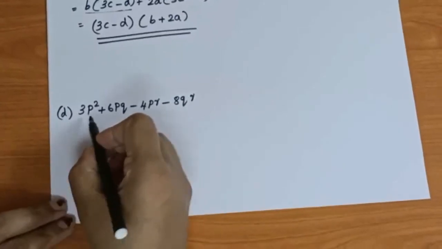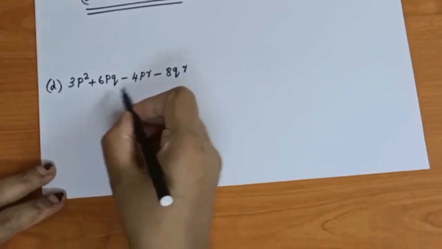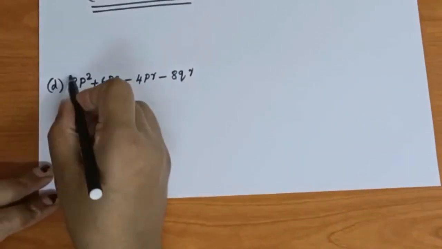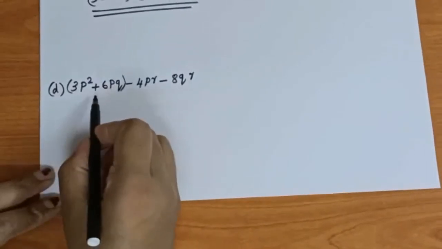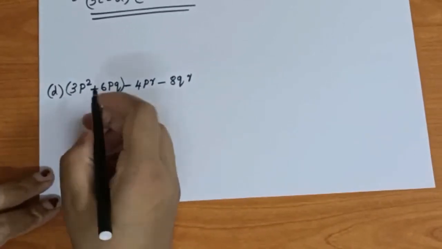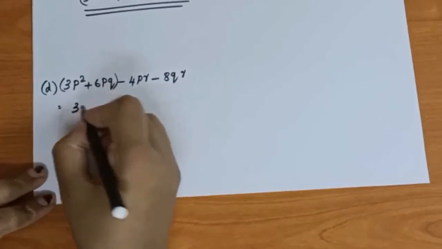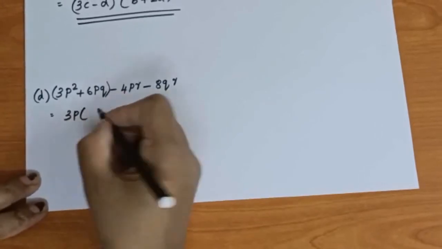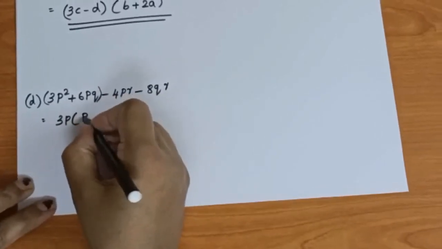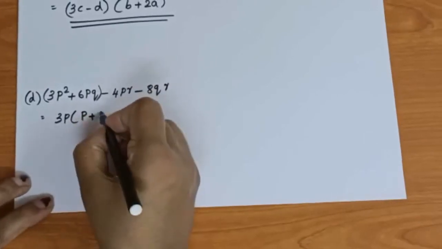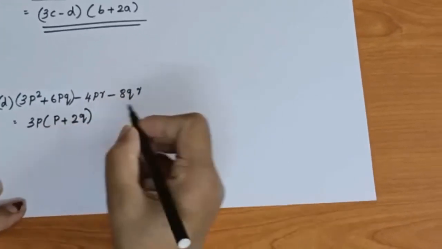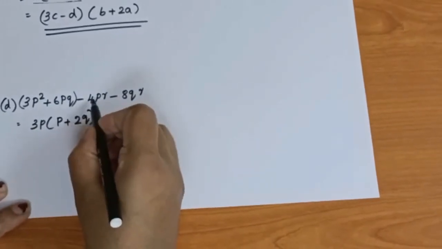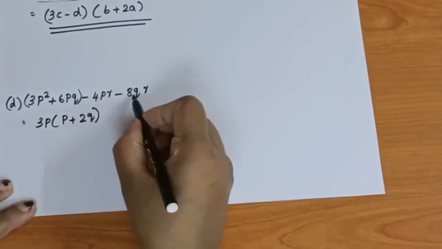Next, question number D. 3p square plus 6pq minus 4pr minus 8qr. Like before, we can group the terms. I am grouping the first two terms. From this, 3 and 6 are there in table 3, so take 3 outside. p square and p, we can take p common, bracket. Balance you will get p here, plus 3 2s are 6, so 2q. Then negative 4pr, negative 8qr.